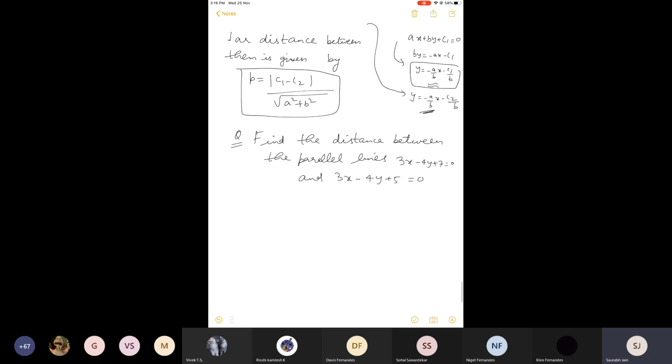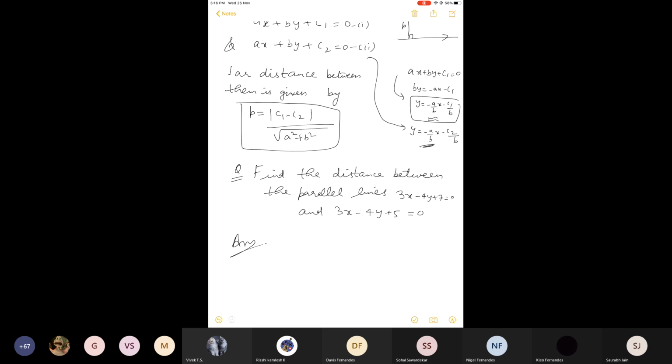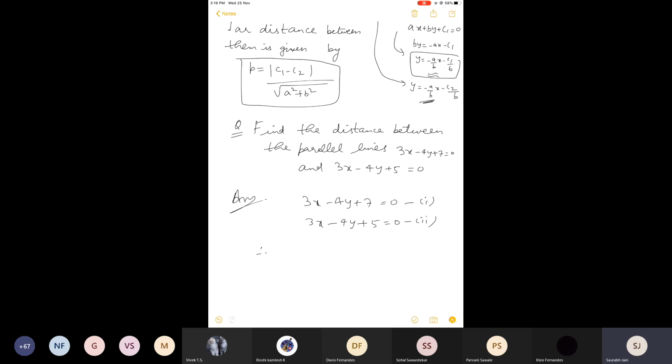Yes, what is the answer? Two by five. Yes, correct. So first line is 3x minus 4y plus 7 equal to 0. Second line, you can see both the lines are parallel. That is evident from the coefficients of x and y. Therefore, P equals, what is the formula? Modulus c1 minus c2 upon under root a square plus b square. Numerator it is 2 and denominator it will be root 25. Root 25 is 5. Right?